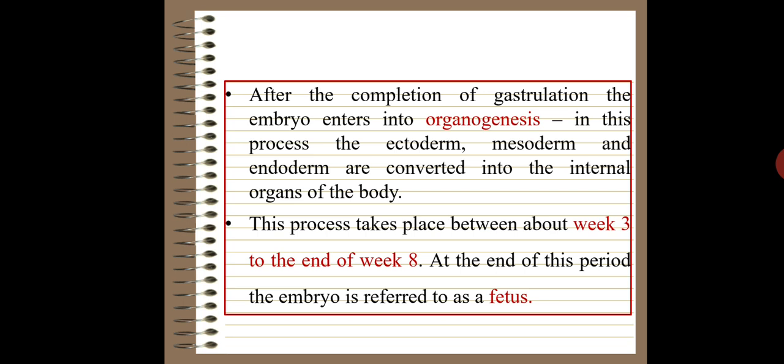After the completion of gastrulation, the embryo enters into organogenesis. In this process, the ectoderm, mesoderm and endoderm are converted into the internal organs of the body. Each germ layer is responsible for the formation of its respective organs of the body. This process takes place between about 3 weeks to the end of the 8th week. At the end of this period, the embryo is referred to as a fetus.